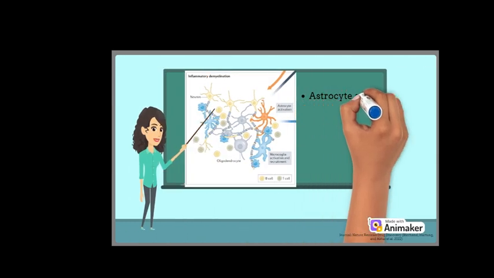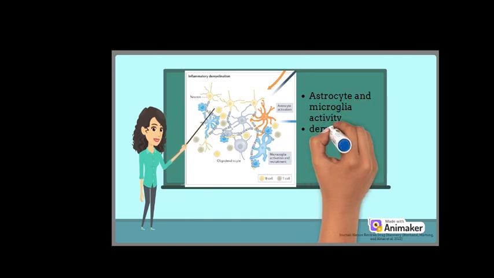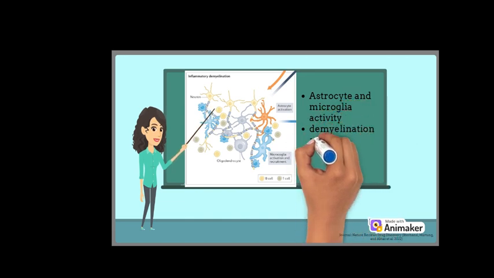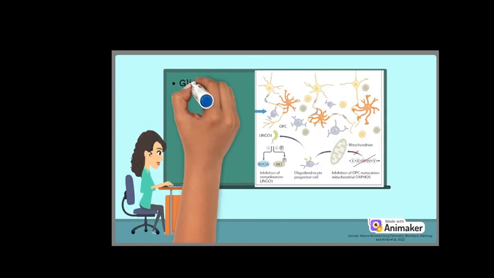In MS, inflammatory demyelination is driven by the autoimmune attack, which is characterized by the recruitment and reactive activity of astrocytes and microglia. This leads to demyelination and axonal damage. The astroglial proliferation and depletion of oligodendrocytes then result in a glial scar, which is shown in the next figure.